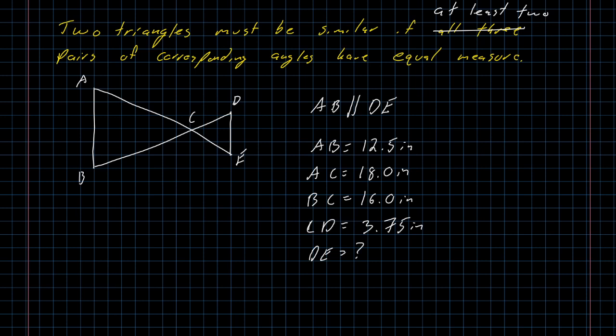And I'm listing them out instead of putting them on the figure because, quite honestly, I don't have enough space on the figure. But we have two parallel lines. We have a couple of known side lengths. I'm going to go ahead and highlight our known side lengths. We know this side. We know this line segment. We know this line segment. We know this line segment. And we are asked for this line segment.